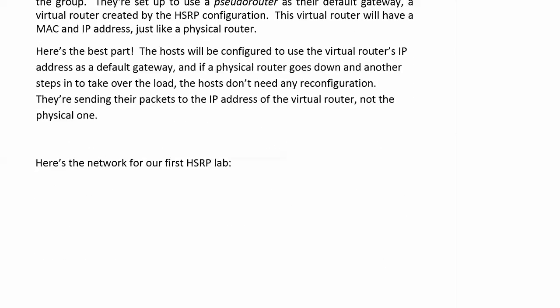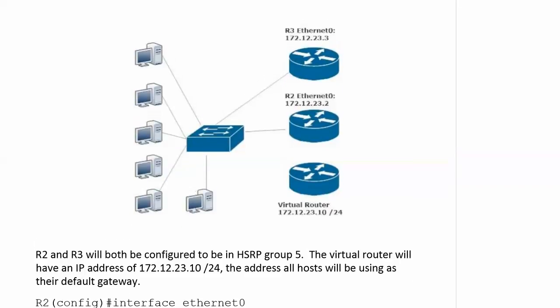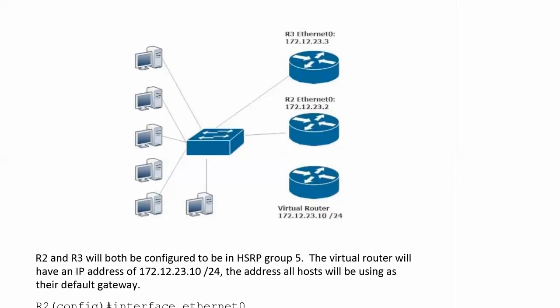Now, here's the network for our first lab, and here's what we're going to set up. You can see that our hosts are going to be communicating with either router 2 or router 3, but we're going to have a virtual router in the mix as well. Routers 2 and 3 are at 172.12.23.2 and .3 respectively, and the virtual router will be at 172.12.23.10/24. We're not going to go into the config here on the board because I want you to see this on the live equipment. So on the very next video, we will start that with an HSRP lab. See you there.